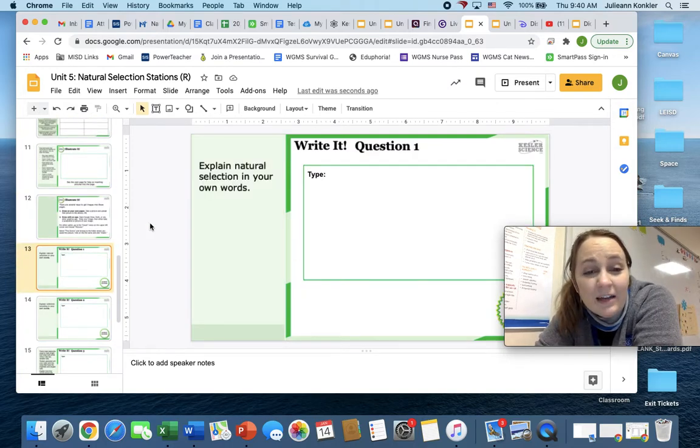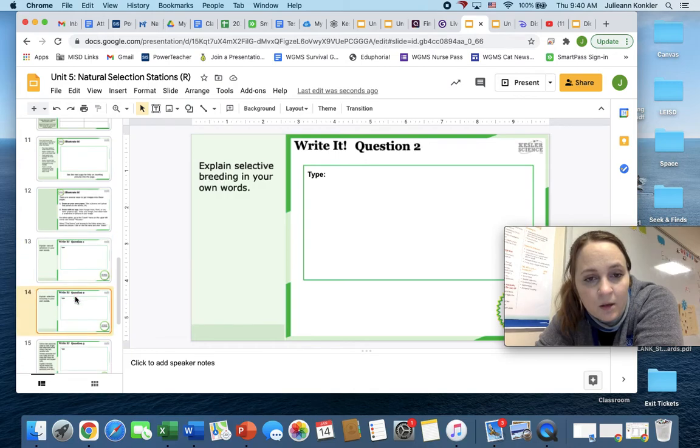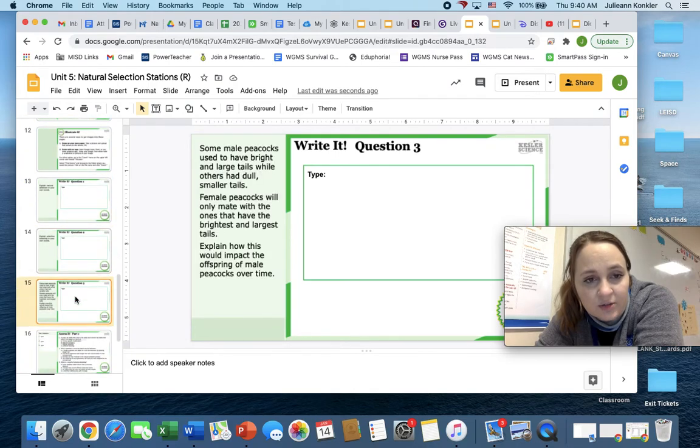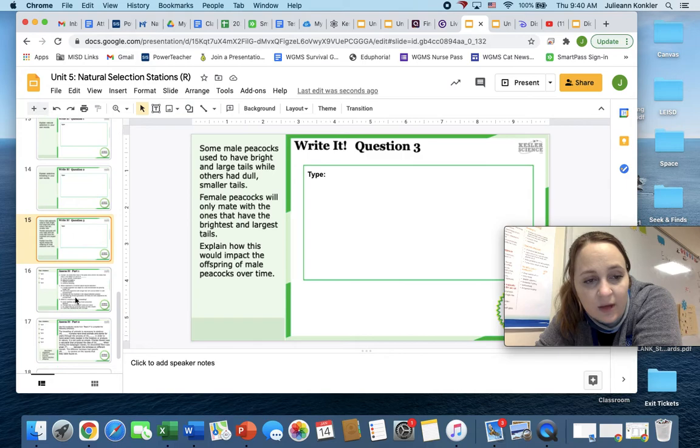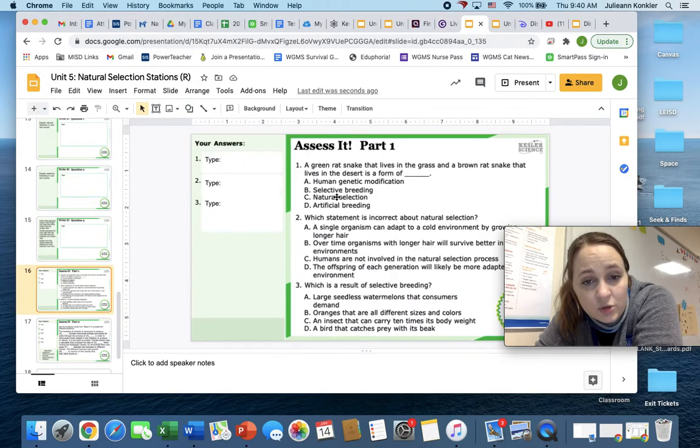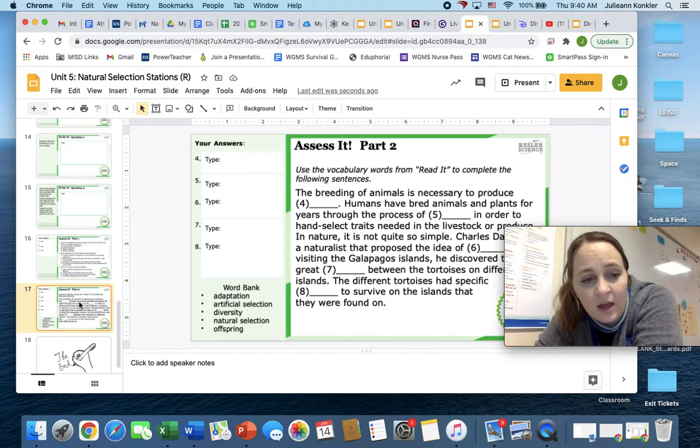Then we have Write It. So question here, type your answer here. Same thing here. There's only 3 questions. And that's it for Write It. Then we have Assess It, multiple choice for these 3 questions. And then Assess It part 2. Here's your word bank right here. Put the words where they go here. And you can refer back to the Read It station to help you with this. But here's our word bank.